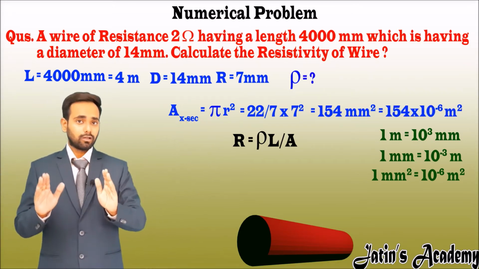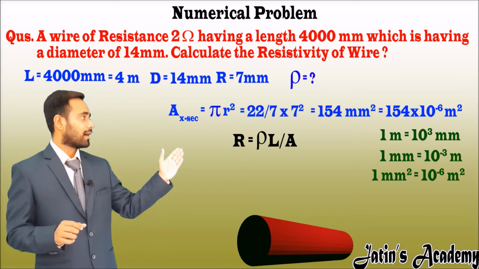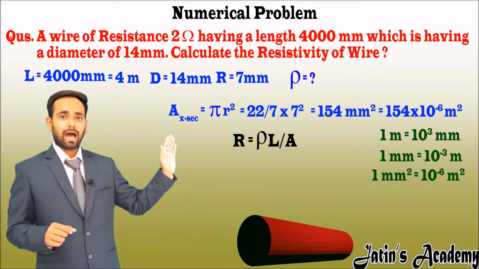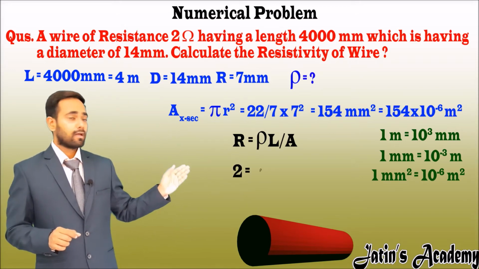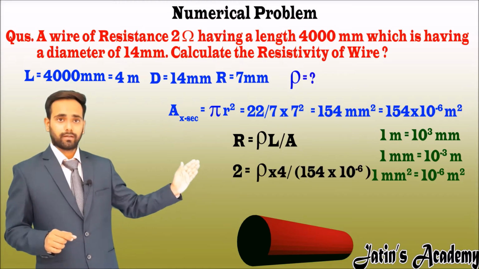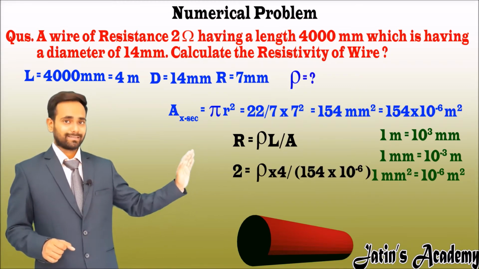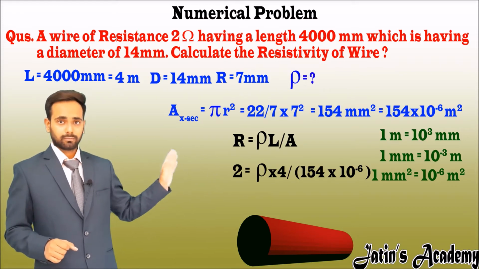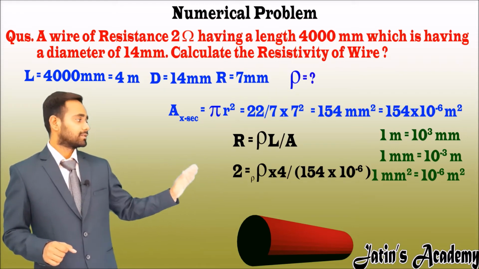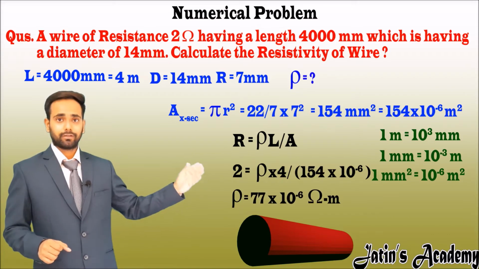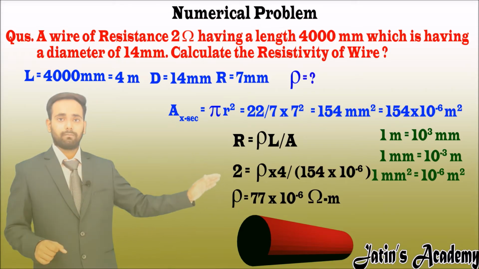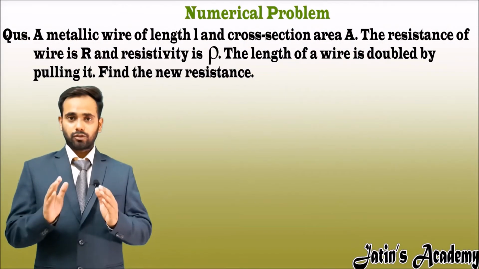Now put all the values in the relation R equals rho L upon A. R is 2 ohm, L is 4 meter and area is 154 into 10 raised to power minus 6 meter square. After cross multiplying we get the resistivity as 77 into 10 raised to power minus 6 ohm meter. Let's see the next numerical.